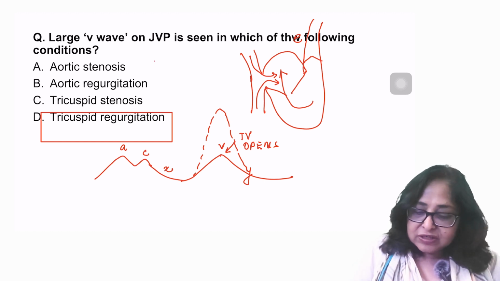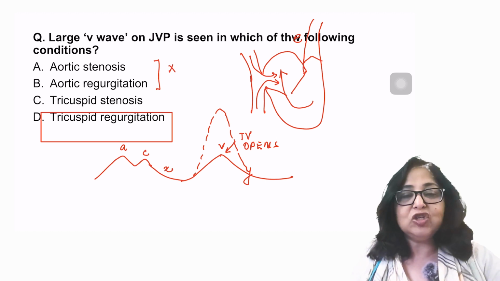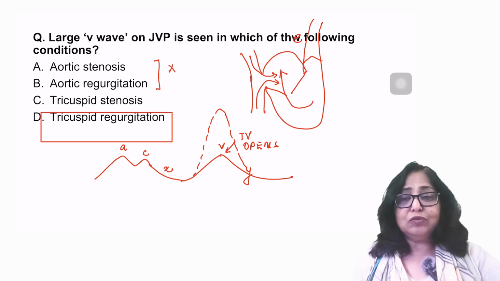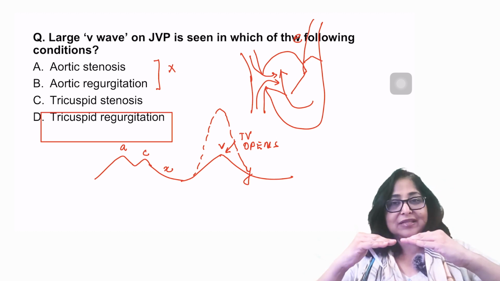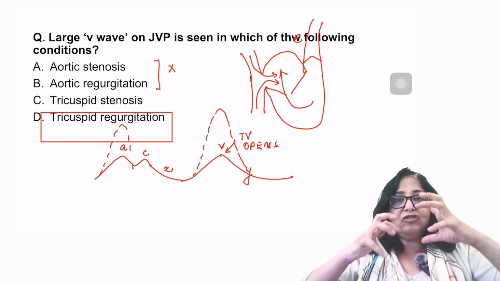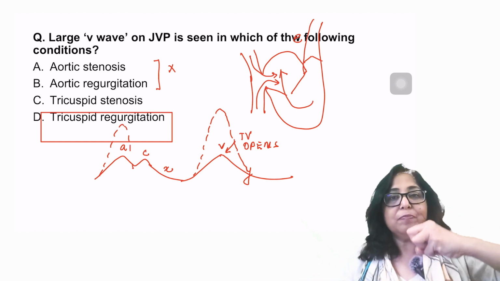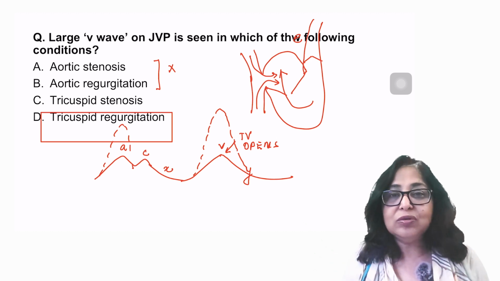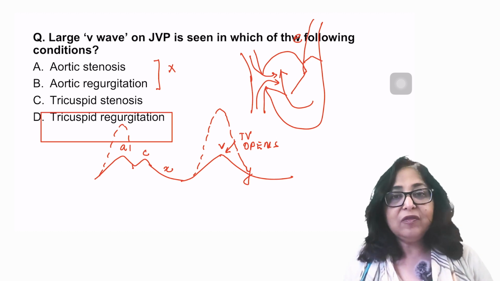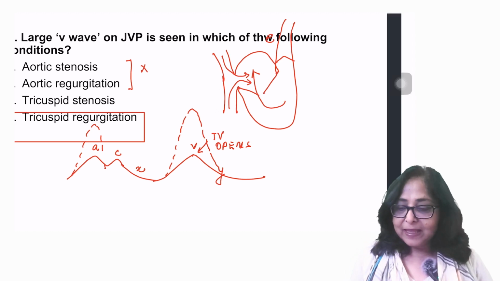Now, aortic stenosis and aortic regurgitation are not going to affect the JVP. JVP is affected by changes on the right side. If there is a tricuspid stenosis, I will get a large A wave, because now the atrium has to exert more pressure to open a stenosed tricuspid valve. So in tricuspid regurgitation, a large V wave.